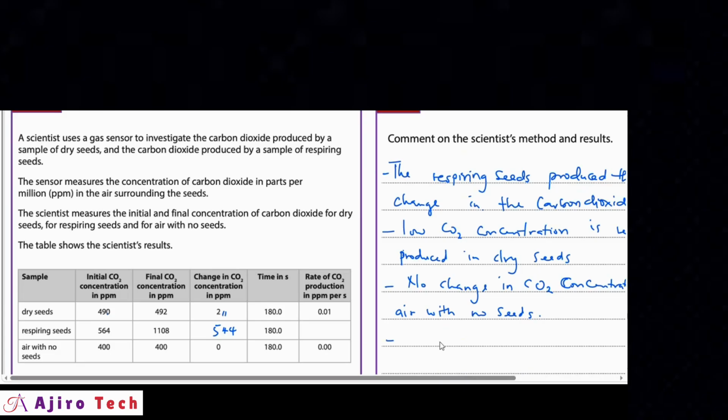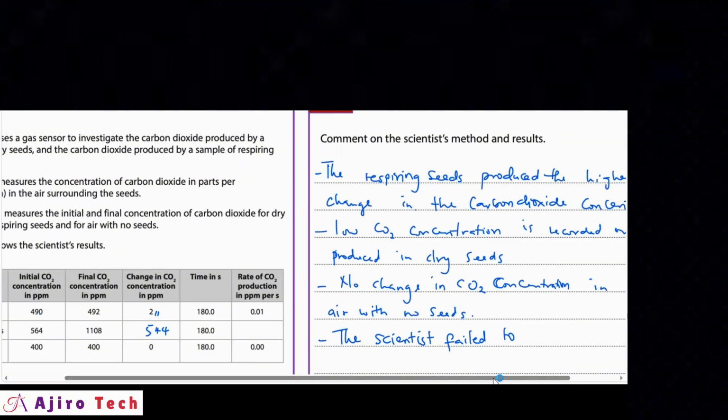So let's say the scientist failed to control the temperature. The scientist failed to control the temperature. Yes, he failed to control the temperature.